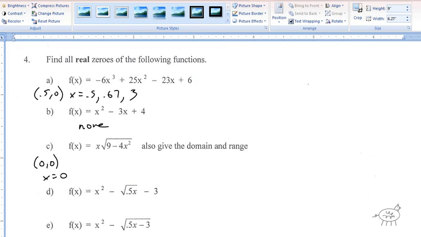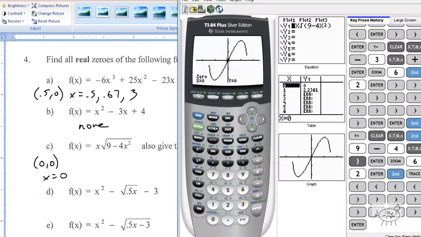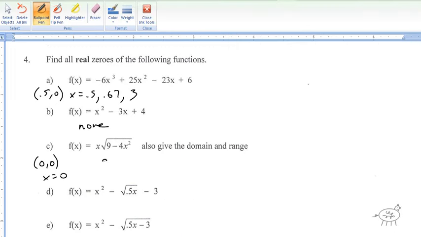Okay, so this is what the deal is. We have the domain. Let's go back to our calculator and take a look at it. Our domain is x values. So I'm asking, what can the x values be? Well, you're going to say 9 minus 4x squared, right? Doesn't that have to be greater than or equal to 0?